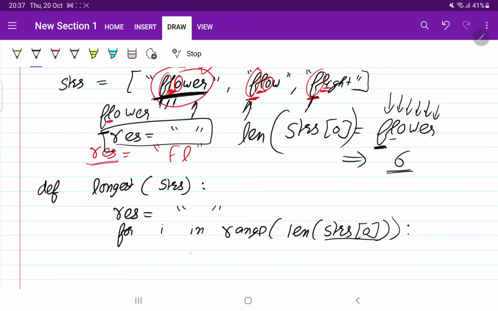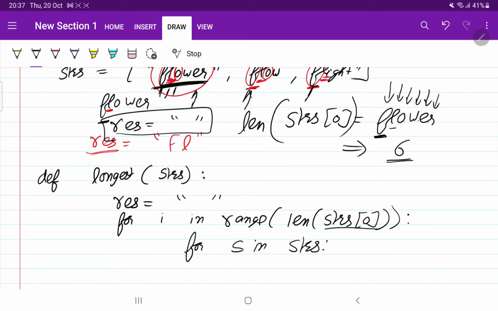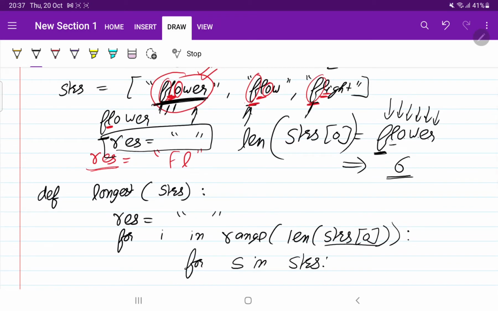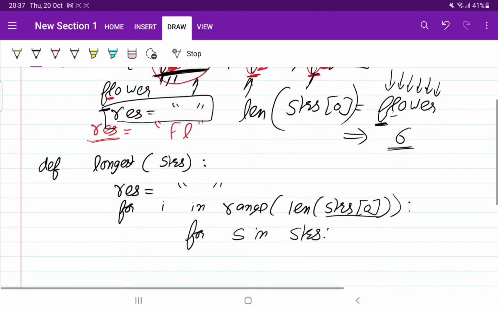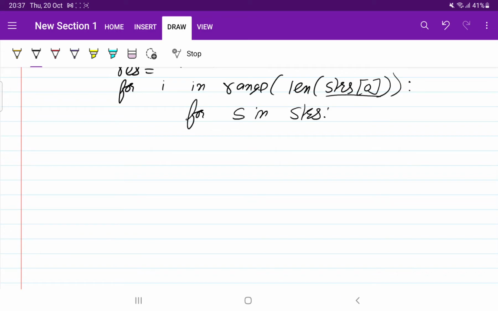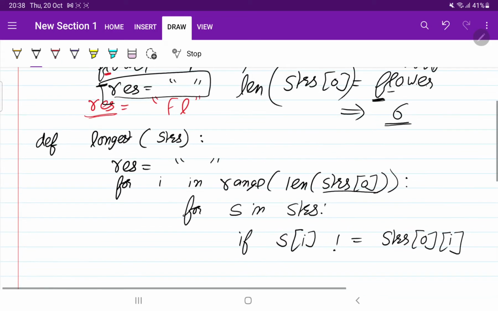So again one more for loop will come. For s in strs, what does this mean? It is going to traverse through each word in the list. Okay, so this is for the second. Now what we need to do, we know that if s of I is not equal to strs of 0 of I. Okay, what does this line say?